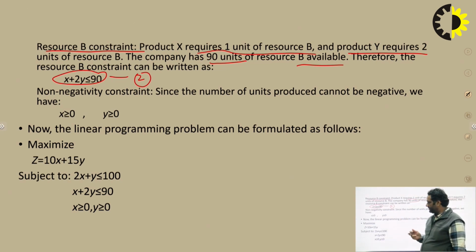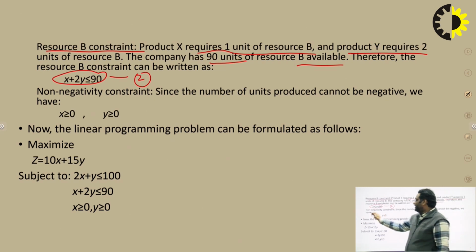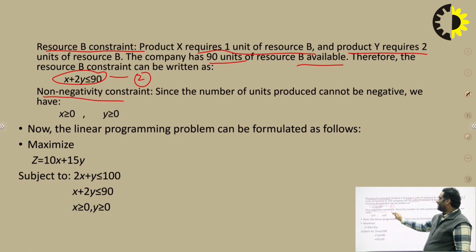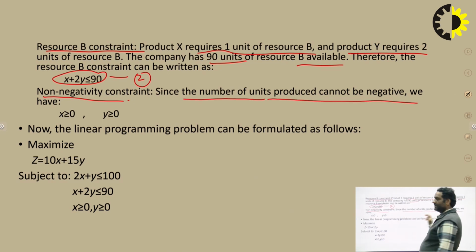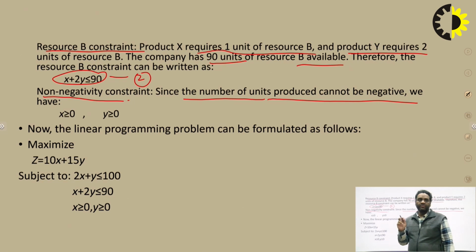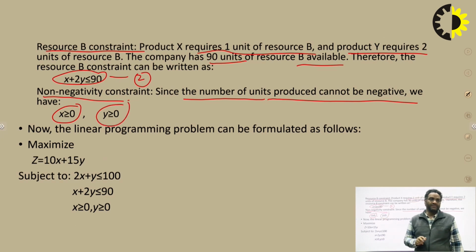This is our requirement. Now we know a general fact, that is the non-negativity constraint. That means the number of units produced cannot be negative. So we need two general constraints: x is always greater than or equal to 0, and in the same manner, y is also greater than or equal to 0.